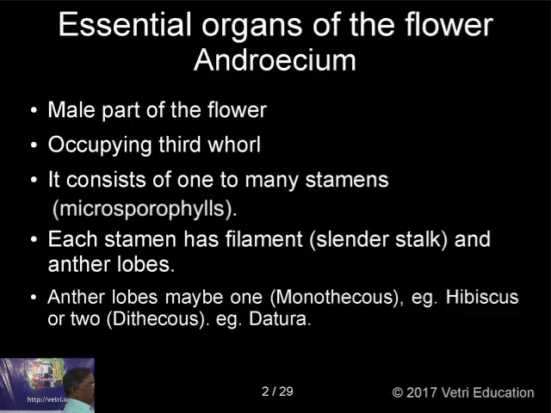So you know already each stamen has a filament here, and above you can have the anther lobes. These anther lobes may be one, or it may be two. Anther lobes may be one, that is called monothecous condition, example A.V.V.S, and two anther lobes are there, that is called dithecous anthers, example datura and majority of the plants.